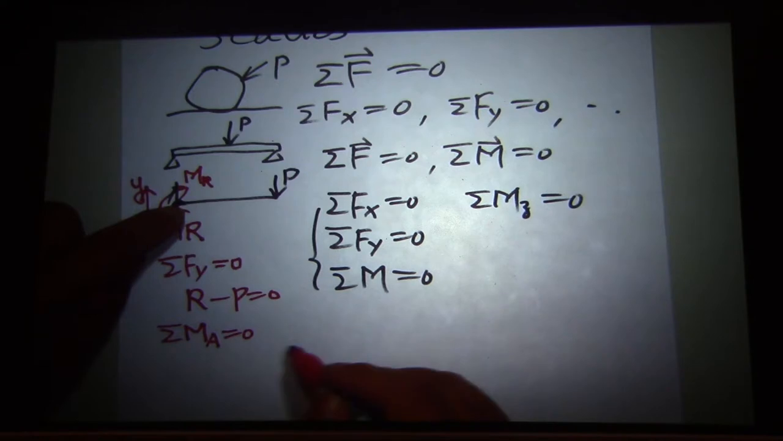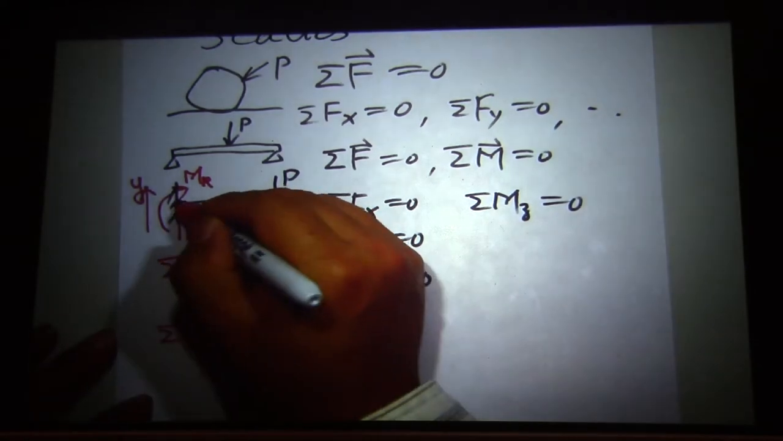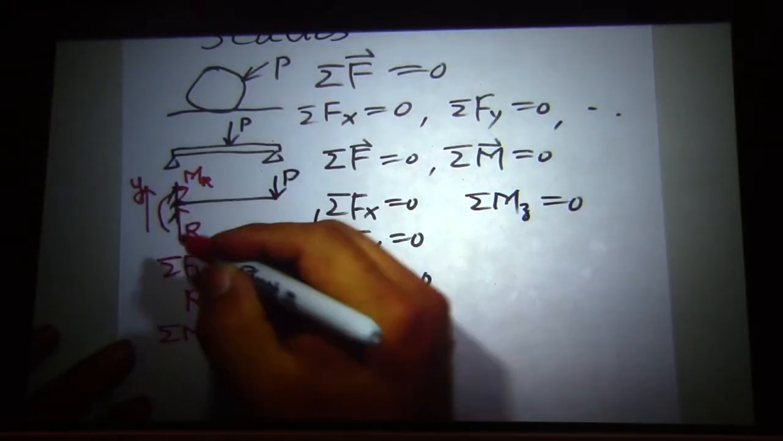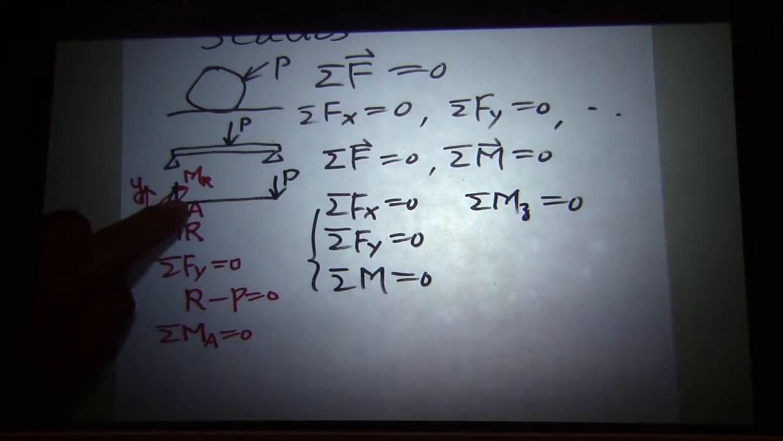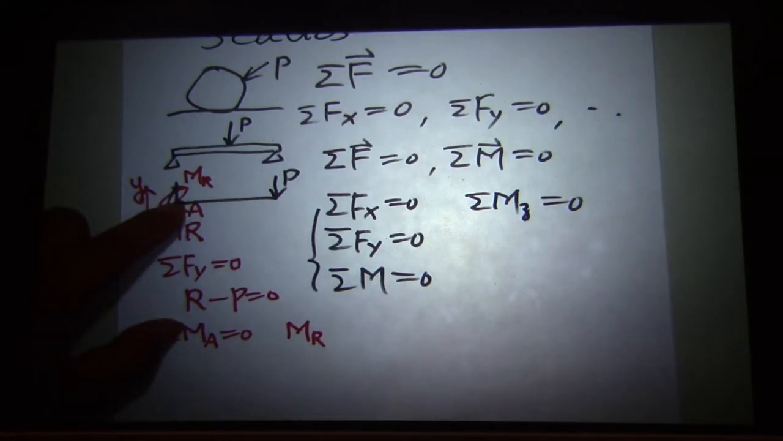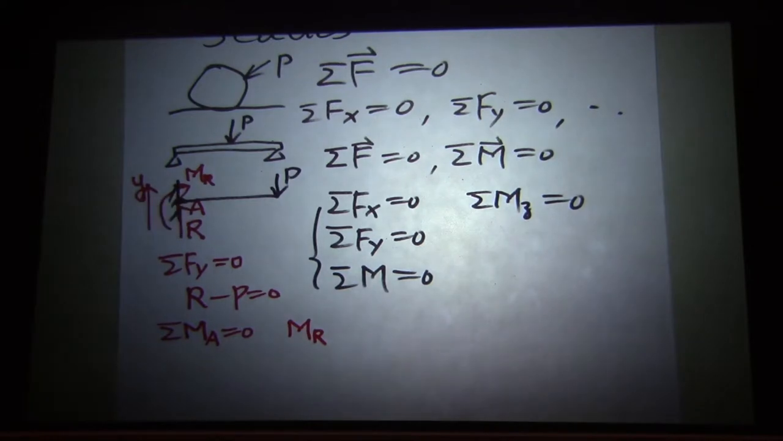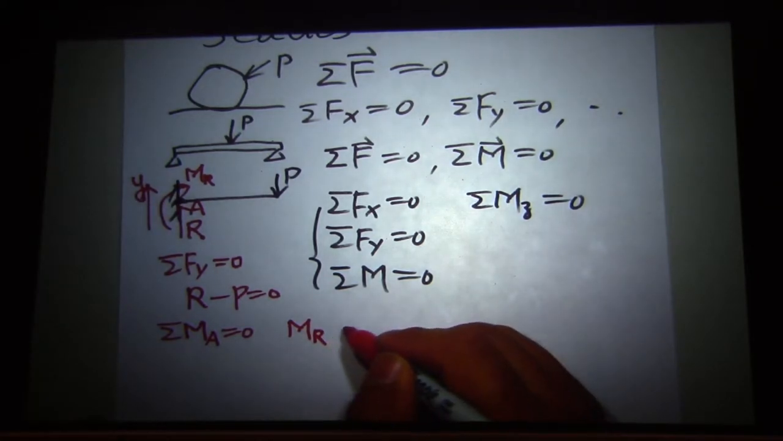How can we translate this equation? P times the distance to point A. A is here, right? So point A is here. Okay, so the movement about point A equals zero. Okay, about this point, who generates movement? You're going to have an MR, that's there. Okay, MR about this point is going clockwise. And then what else? Minus?